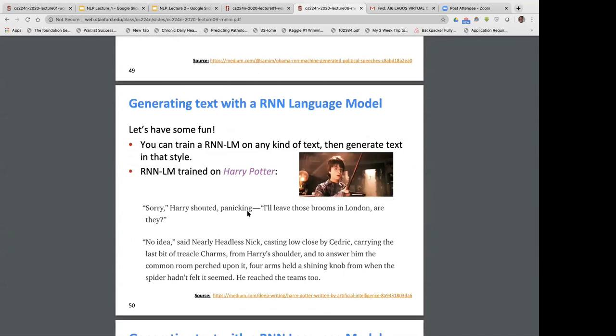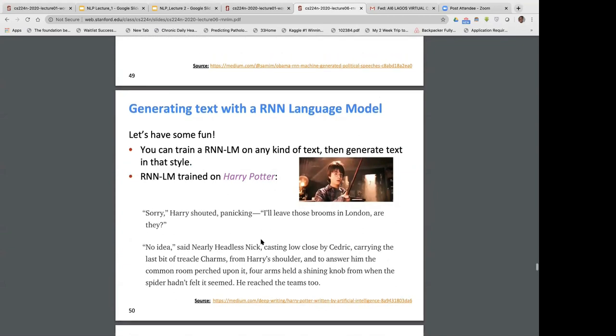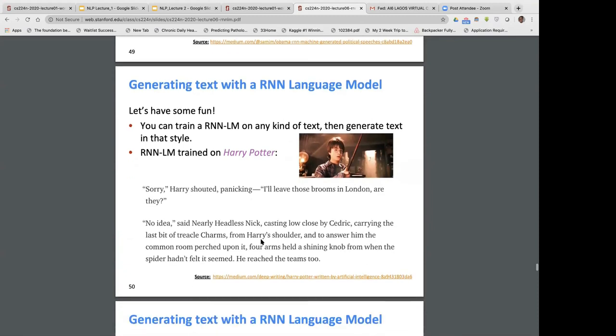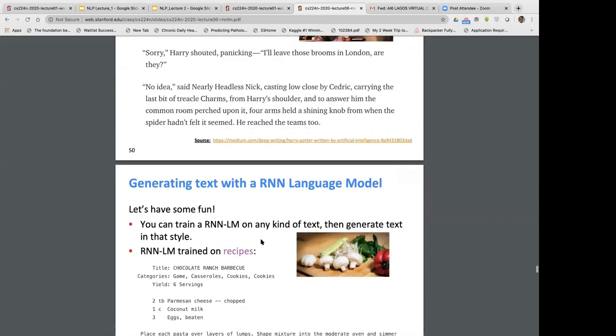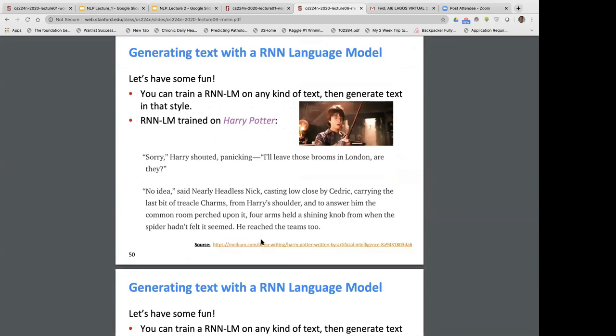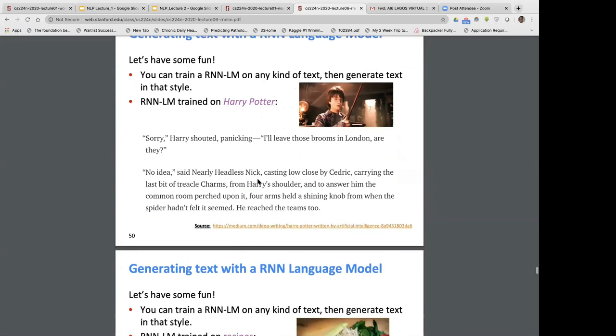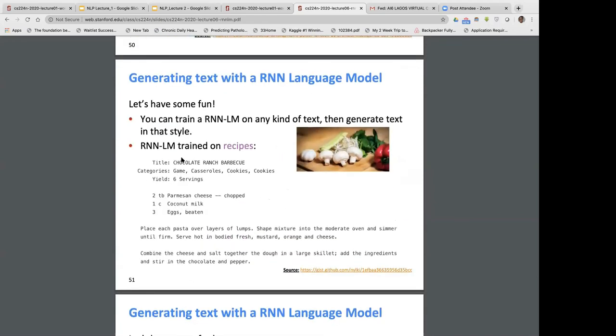Someone trained an RNN language model on Harry Potter. The big thing about training this kind of language model is that they learn styles, how your data looks like. If you train a model on Shakespeare, it will generate data in that same format, like Shakespeare plays, generating short sentences in that same format. Or if you train a language model on recipes, you can see what the output looks like. It has a title. It might not really make sense, but it learns style from the data that it has been trained on.